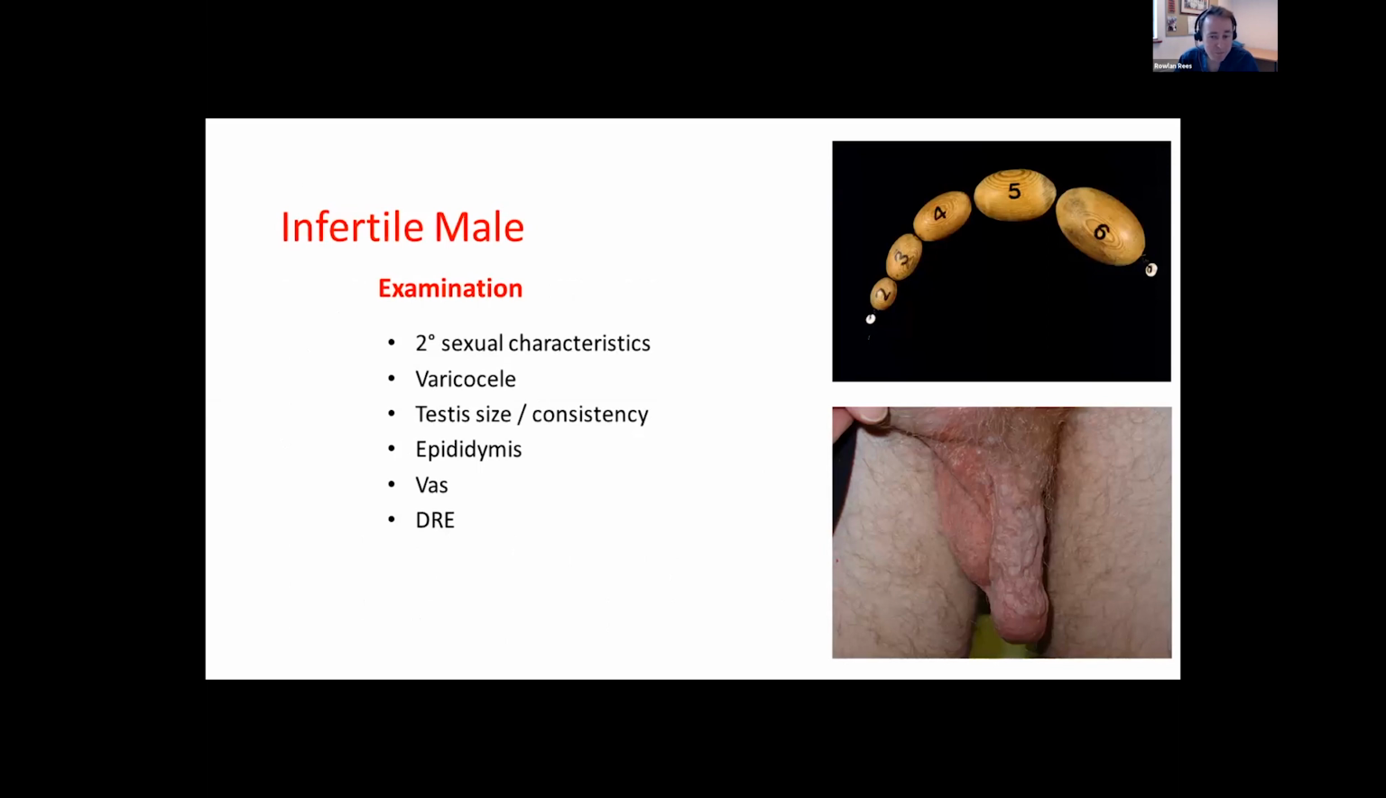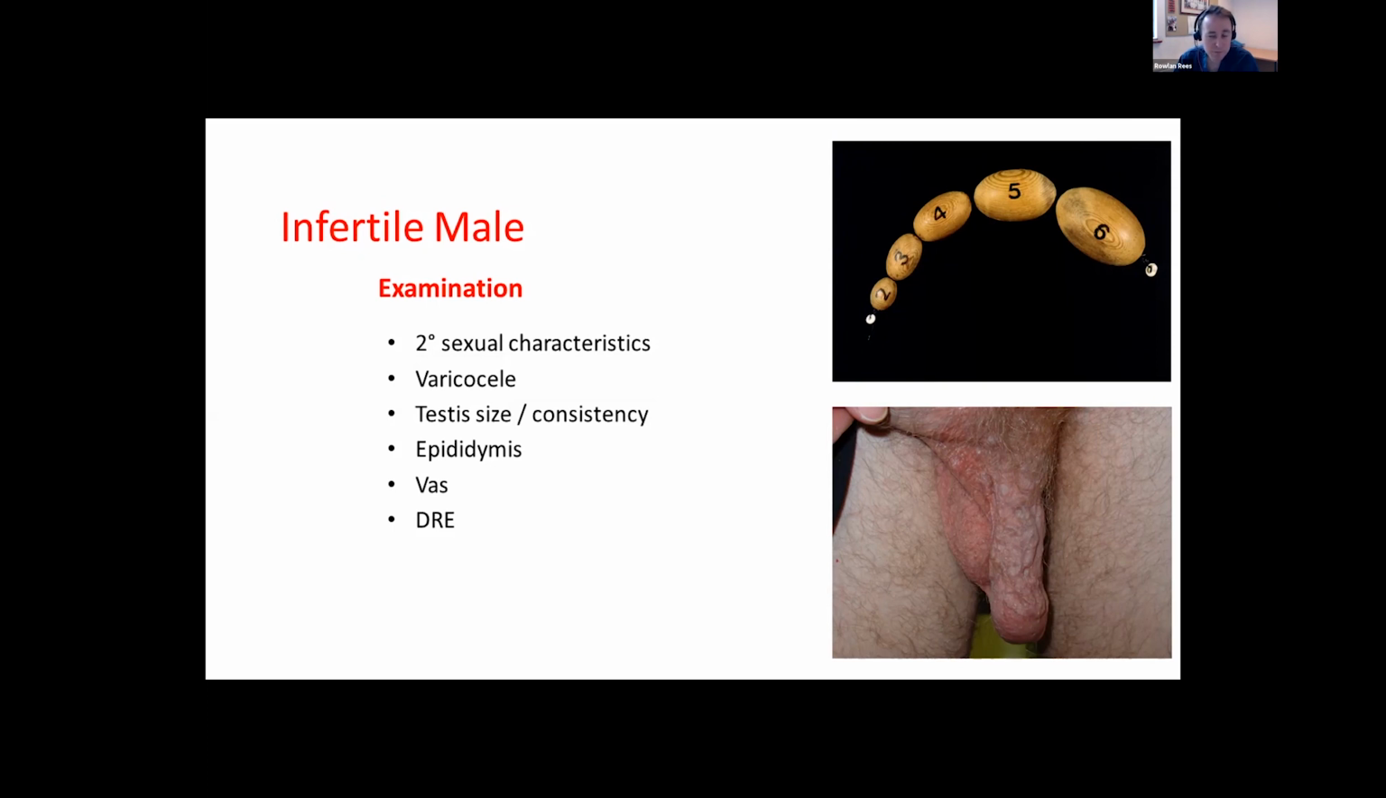Then we go on and examine them. This is critical again, and it still amazes me how many men eventually come to the male fertility clinic, having been trying for years, maybe having had a few rounds of IVF, and actually nobody has examined them at all during that period. It's very important to look for secondary sexual characteristics, any signs of endocrine disease. Critical, obviously, to look for the presence of a varicocele, and we'll go on and discuss the impact of varicoceles later on. We need to look at testicular volume, testicular size and consistency.